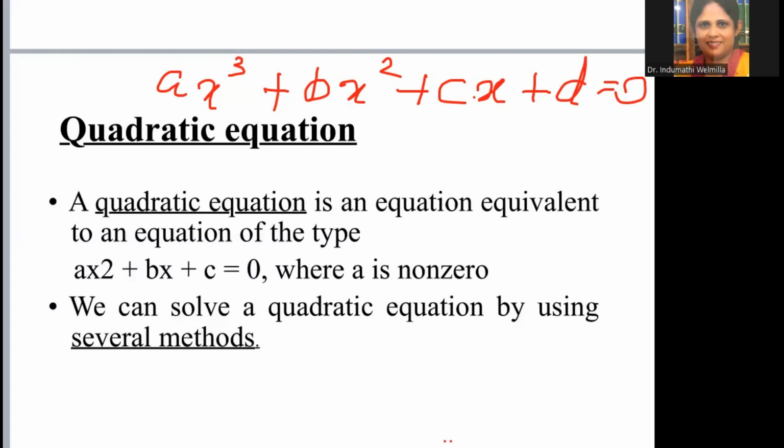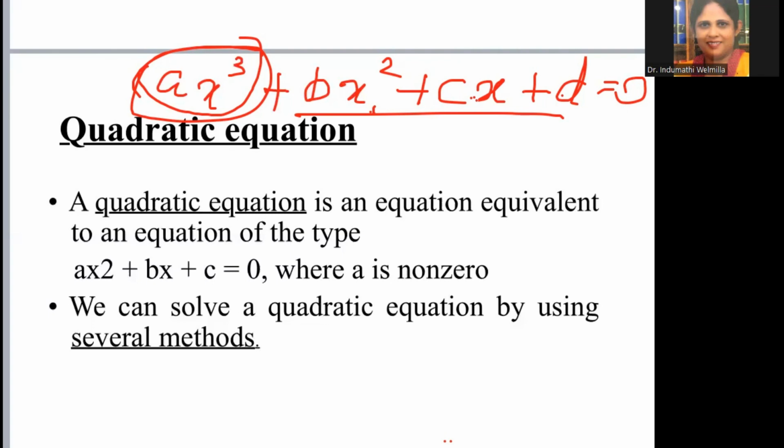But sometimes all these terms need not be in the same equation; maybe all terms or several among these. But the ax cubed term should be there, because it is a cubic equation. And in addition to this, another thing I would like to explain to you.